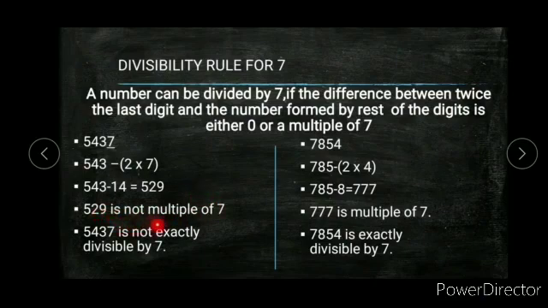Now 529 is not a multiple of 7. So the number given, that is 5437, is not divisible by 7.